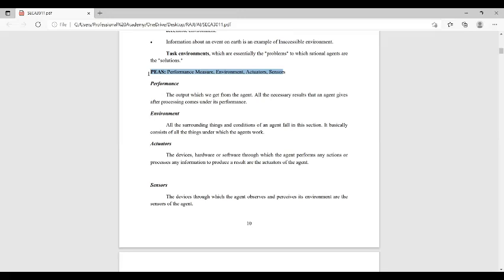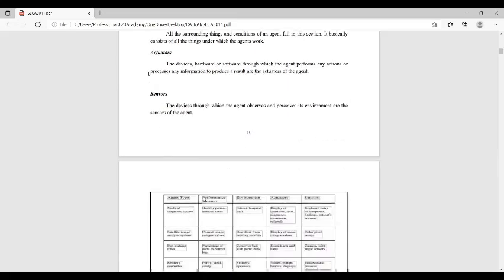Environment is the agent's surrounding things, that is called an environment. An actuator is a device, hardware or software, with which the agent can perform actions or process information to produce a result. Then it's called an actuator. A sensor is what the agent uses to observe and perceive its environment. That is called a sensor of the agent.